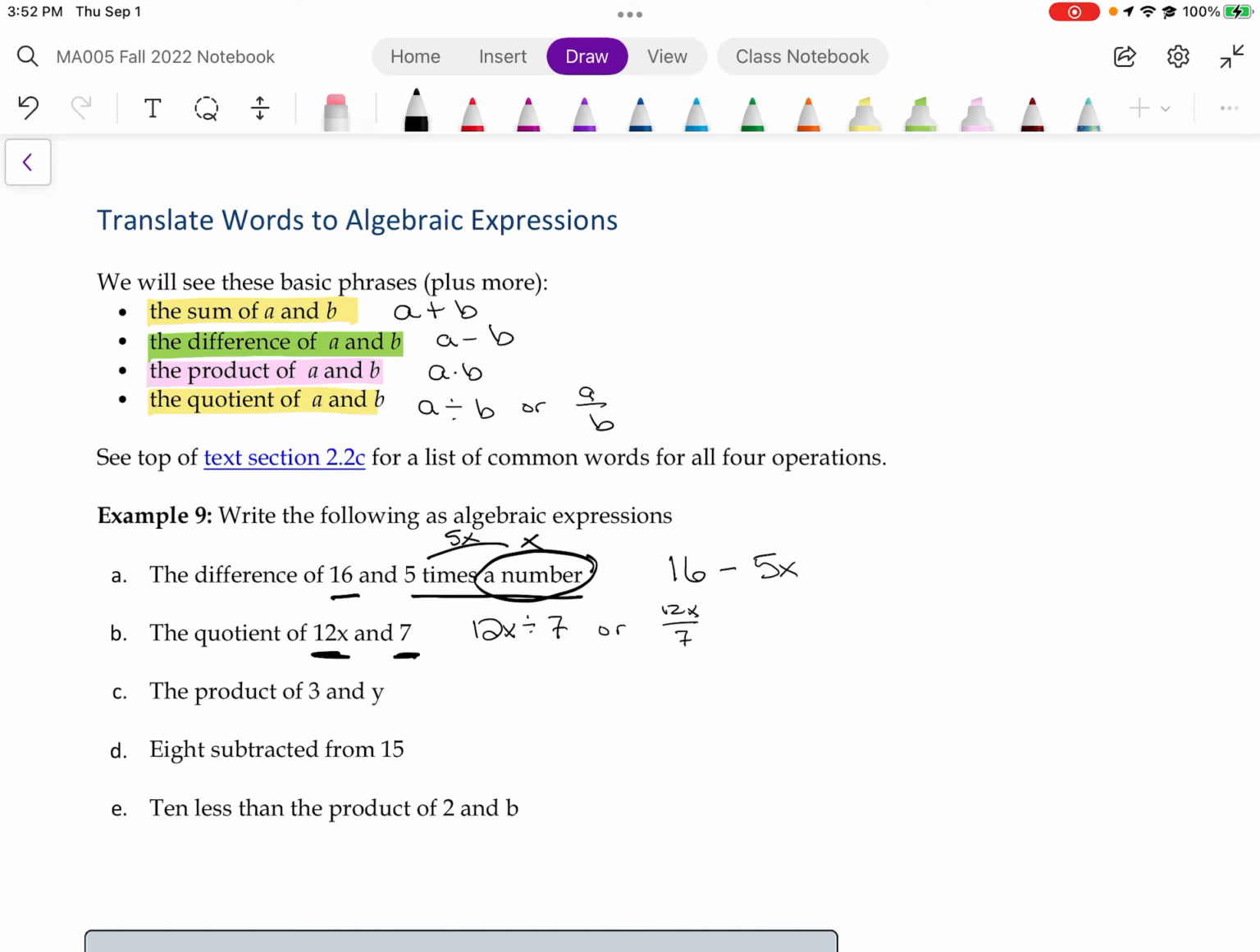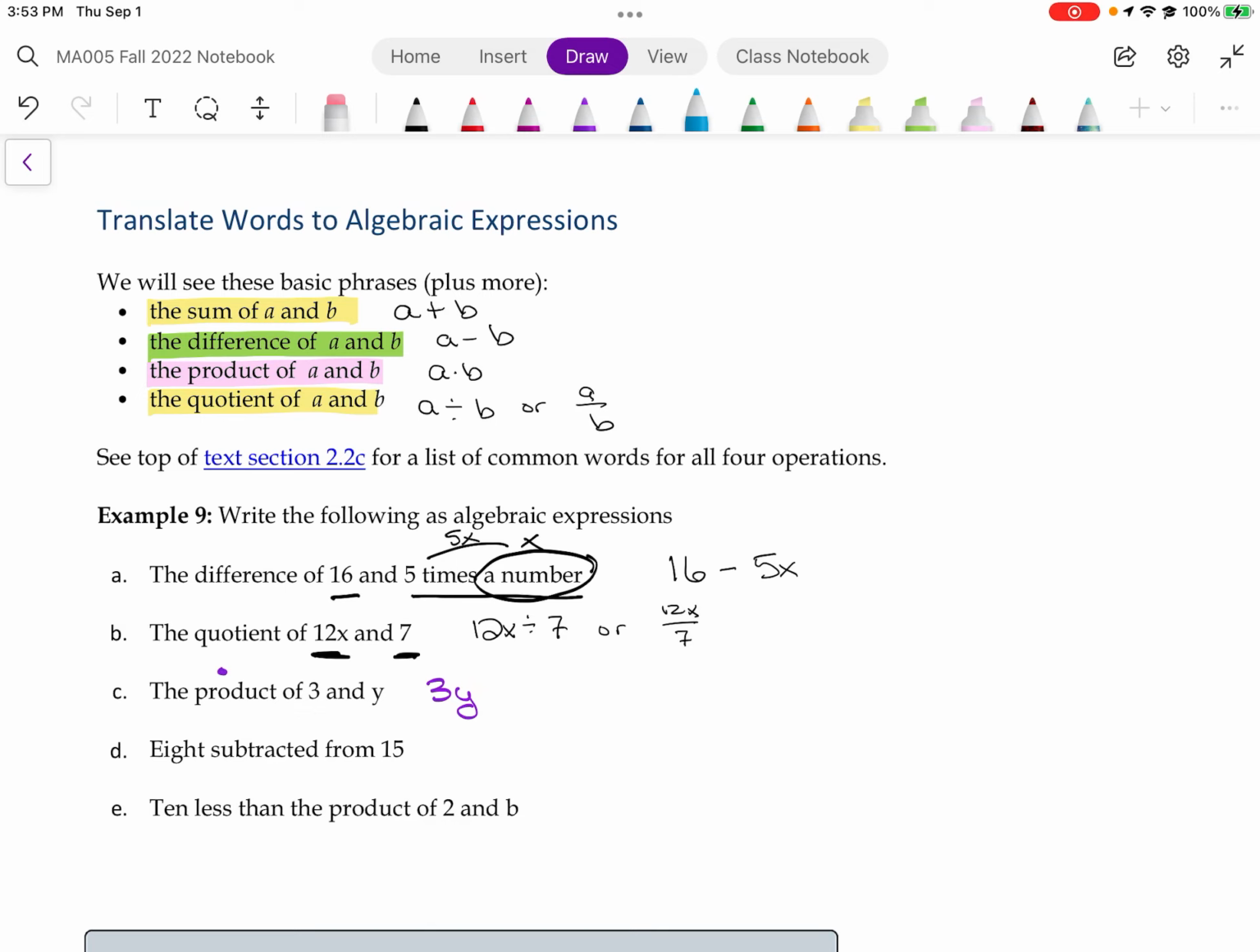The product of 3 and y. I'll do this in a different color. This is all starting to get a little smushed together. All right, so the product of 3 and y, product means times, right? So that's just going to be 3y.